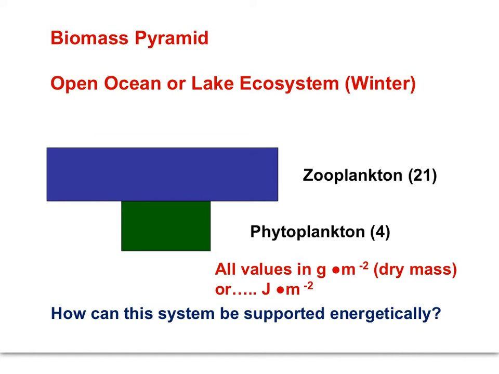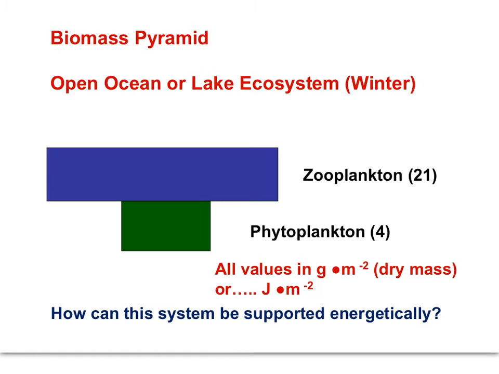Well, there can be, as this biomass pyramid shows, and it's because, one, biomass pyramids represent standing crop values, instantaneous measurements at any one moment in time. The producers in this lake or ocean ecosystem are very small, and they reproduce very quickly. The high reproductive rate is often called high turnover.